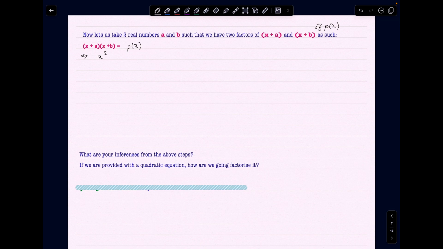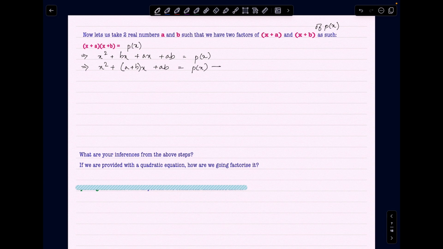x into x is x square. x into b is bx. a into x is plus ax, and a into b is plus ab. So x square plus bx plus ax plus ab equals p of x. Now we can add bx plus ax, which is (a plus b) into x, plus ab equals p of x.